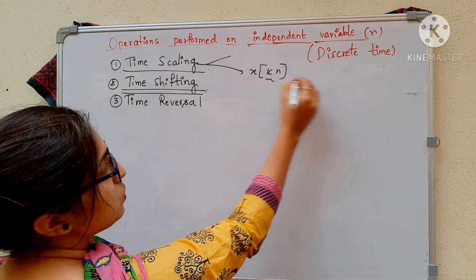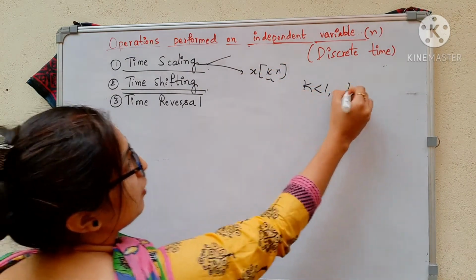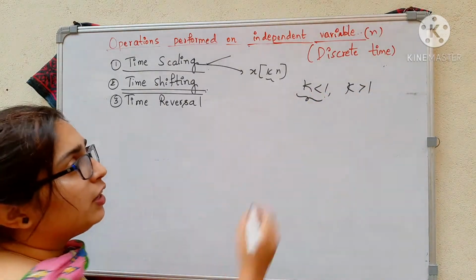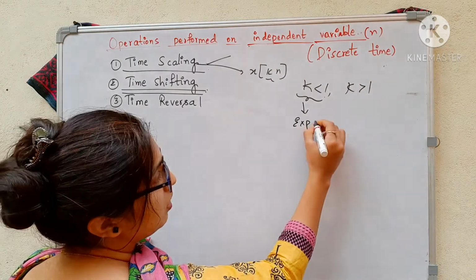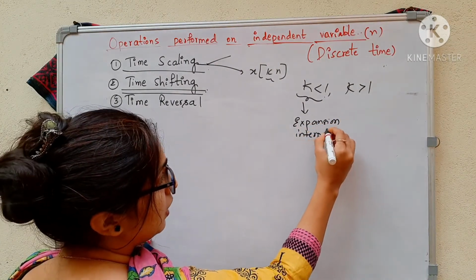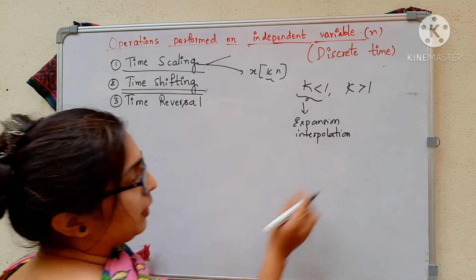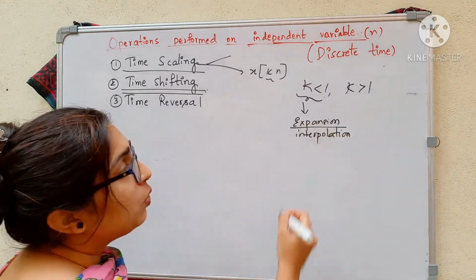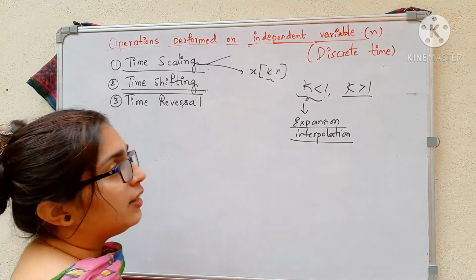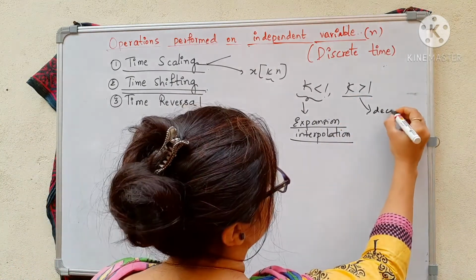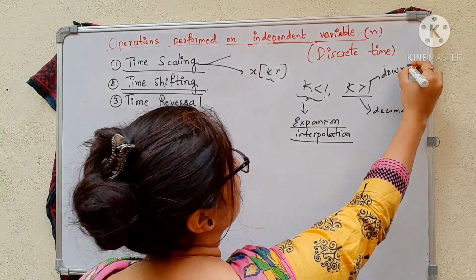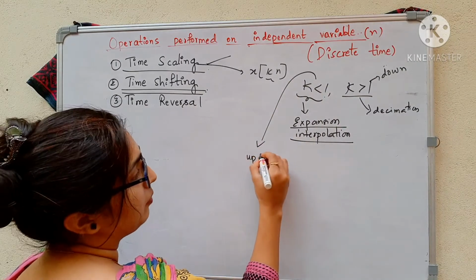So time scaling, you got to know, that is x of kn. What happens when k is less than 1, and when k is greater than 1? When k is less than 1, you have either expansion or interpolation. In expansion, the intermediate values will be set to 0, but here it will be interpolated. When k is greater than 1, you will have decimation, which is nothing but downsampling. This is your upsampling.